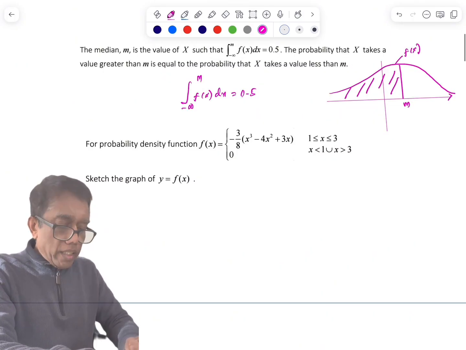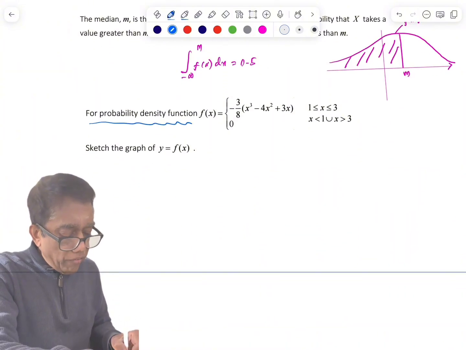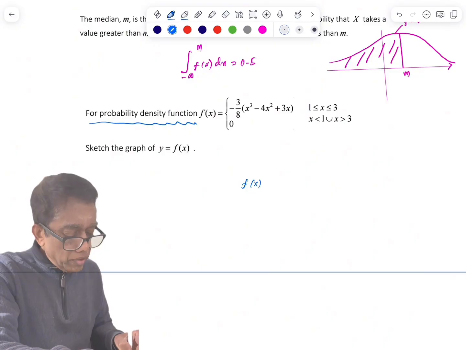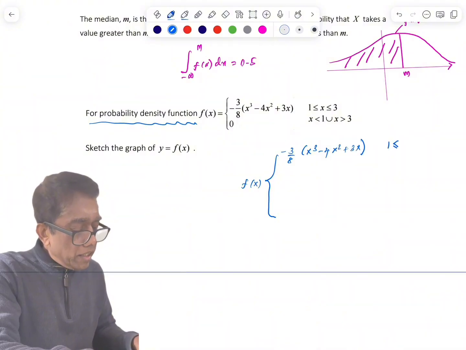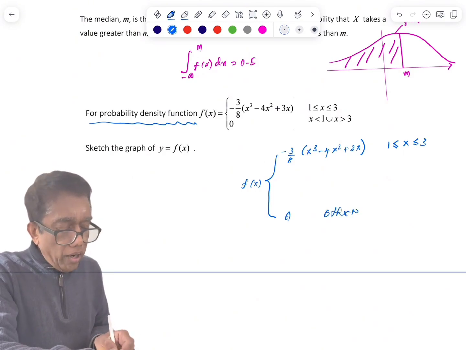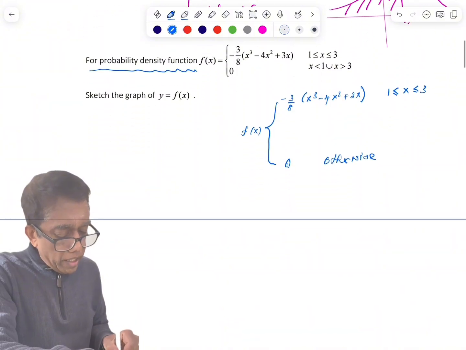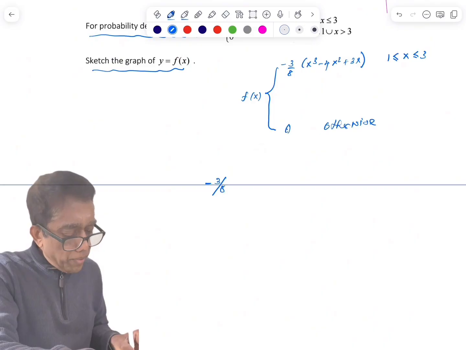Okay, let's discuss some examples. The first one: the probability density function f(x) is given by negative 3 over 8 times (x to the power of 3 minus 4x squared plus 3x), where x is between 1 and 3. Otherwise it is 0. Sketch the graph. How do you sketch it?